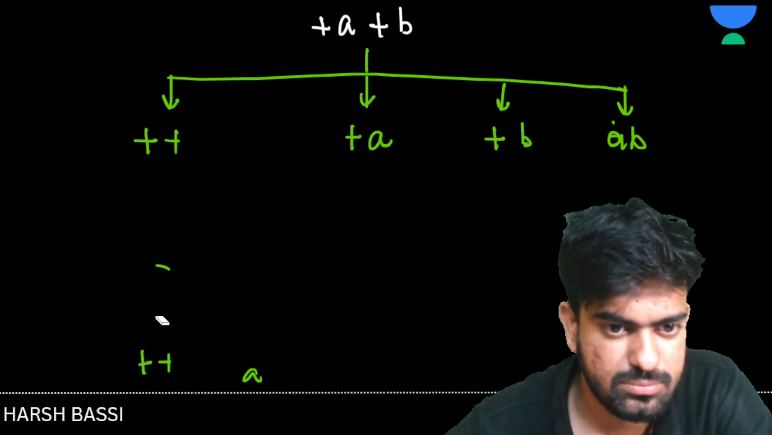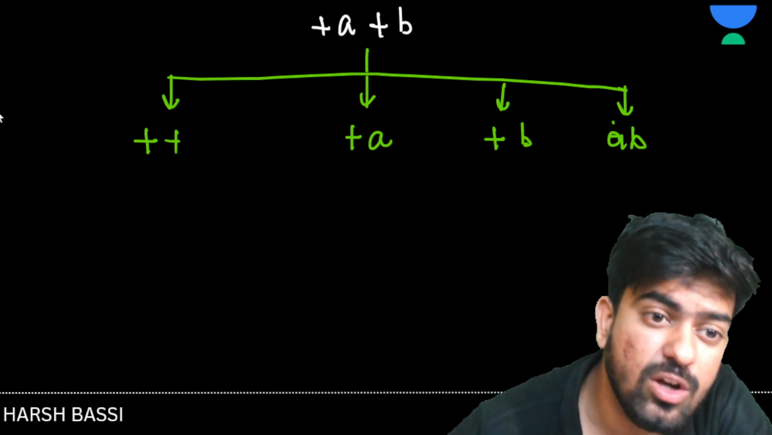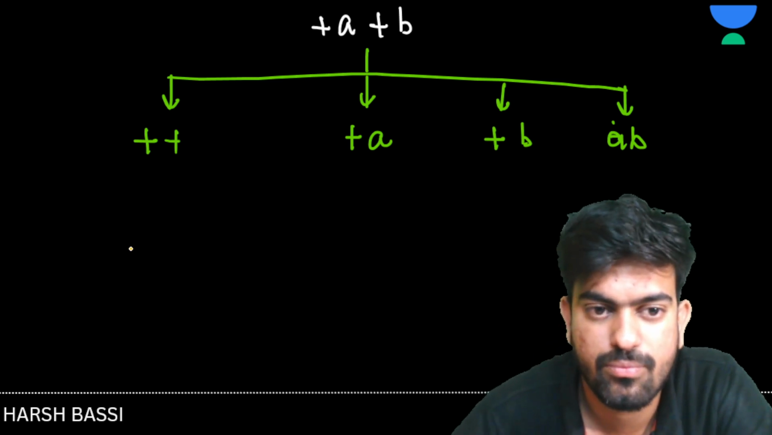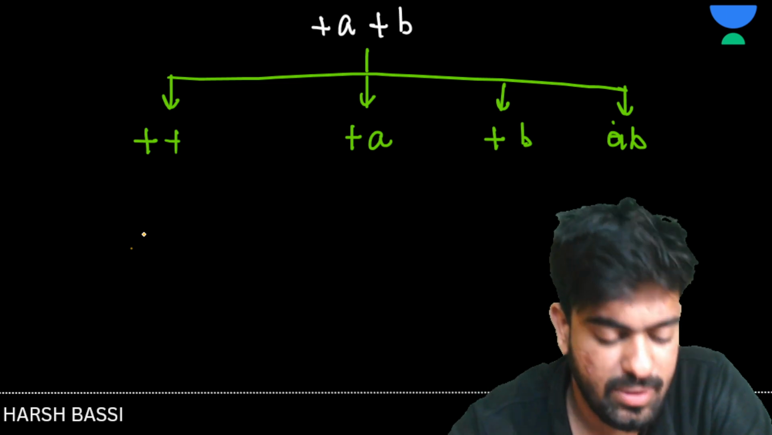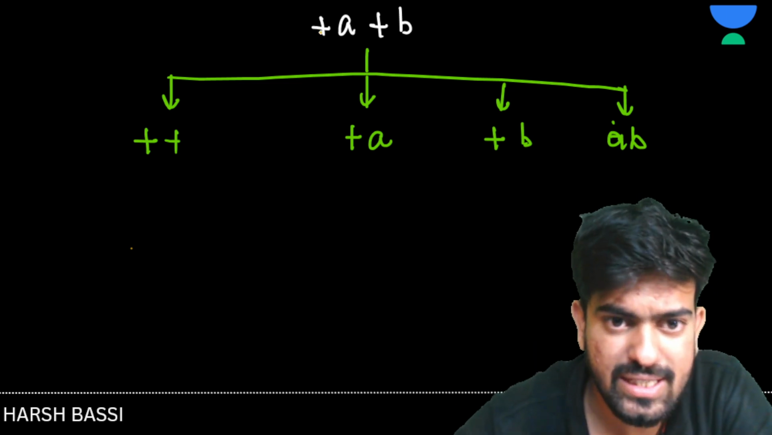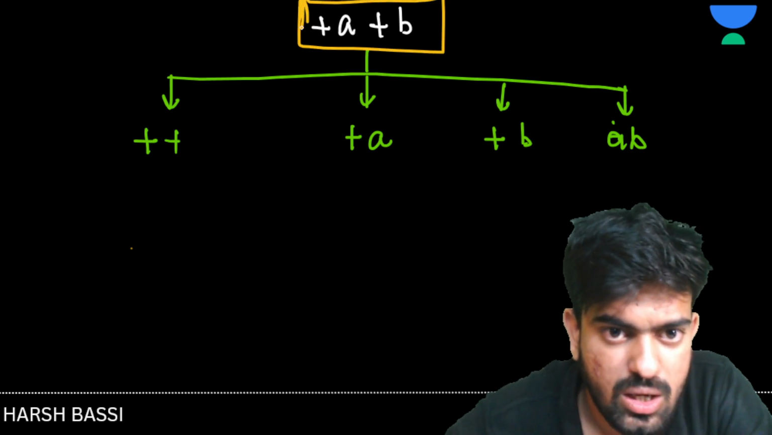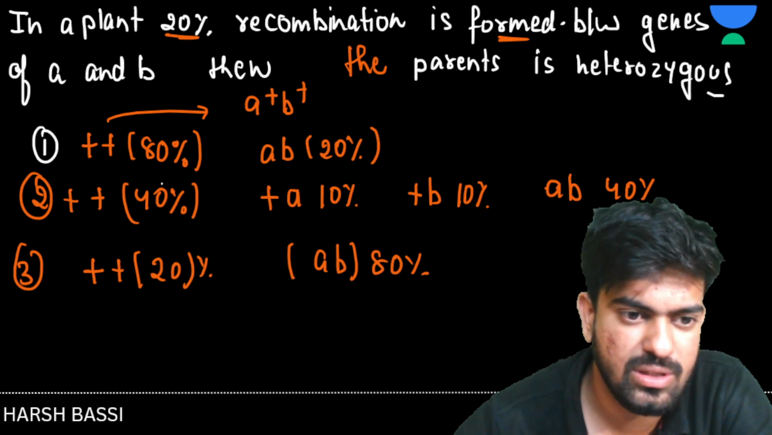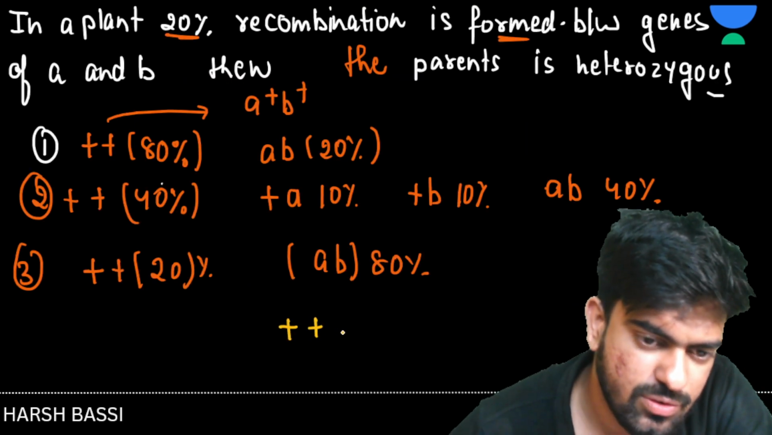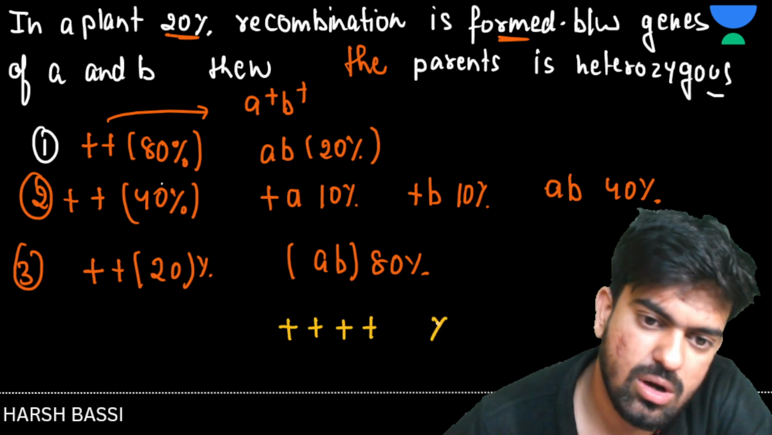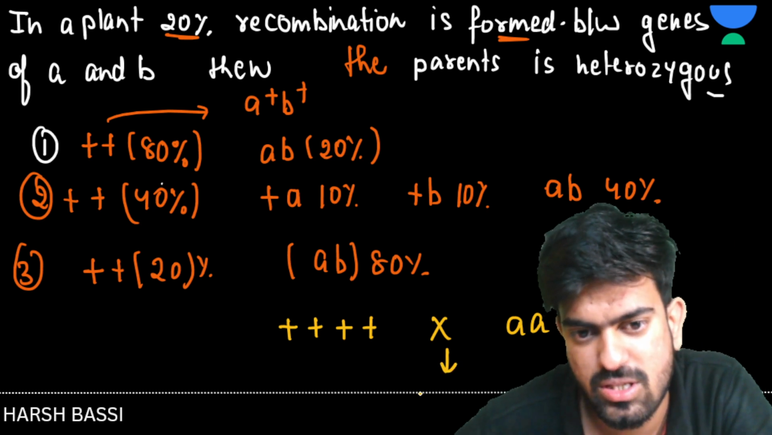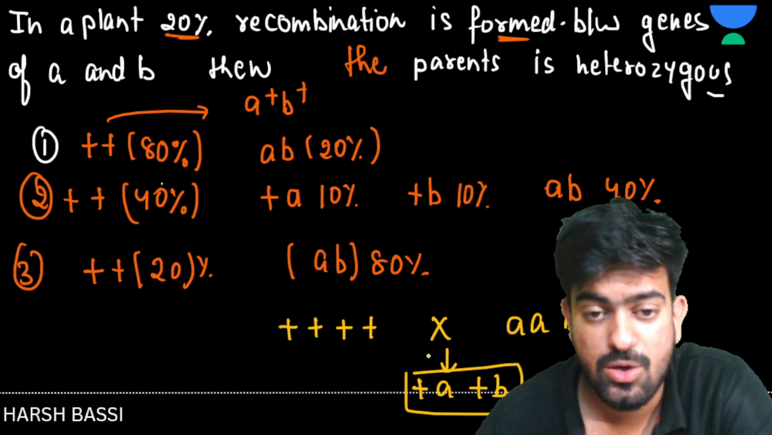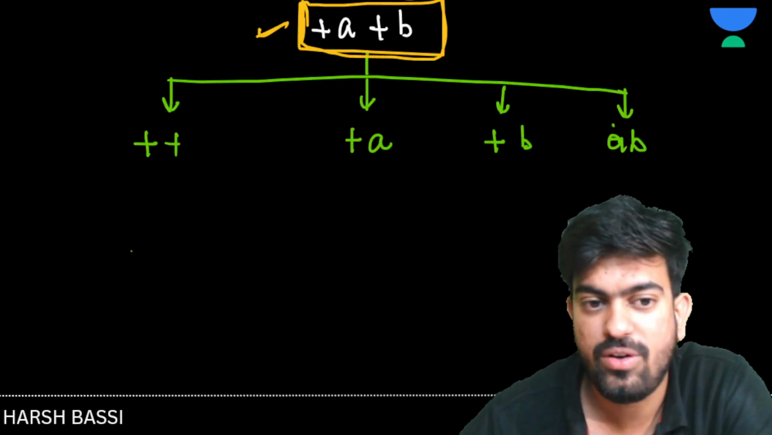Okay, great, sir. Now it's saying that 20% of recombination is formed. So what is recombination, sir? What is recombination here? What kind of recombination can you observe? See, earlier if I talk about the parents, like how this parent was formed, let's get back a little earlier. So the parents would be plus plus crossed with AA and BB, and when they are crossed they are giving plus A and plus B, right? And when this particular thing is making the gametes, then what are we getting? This thing.